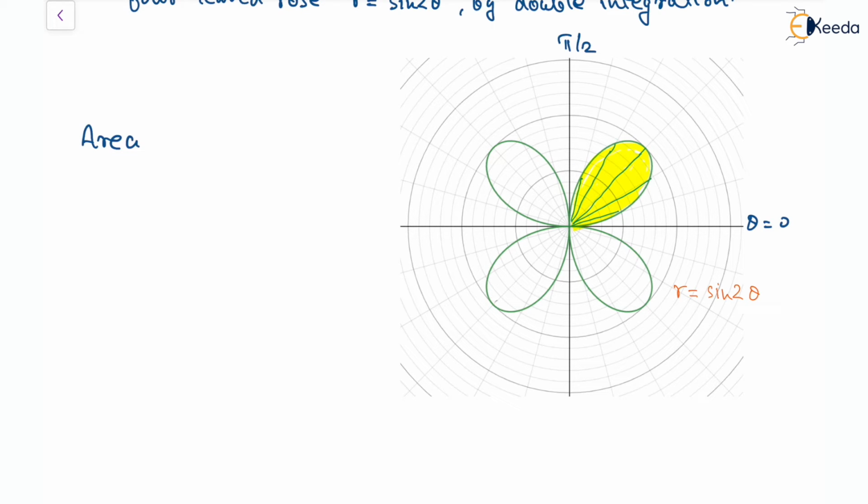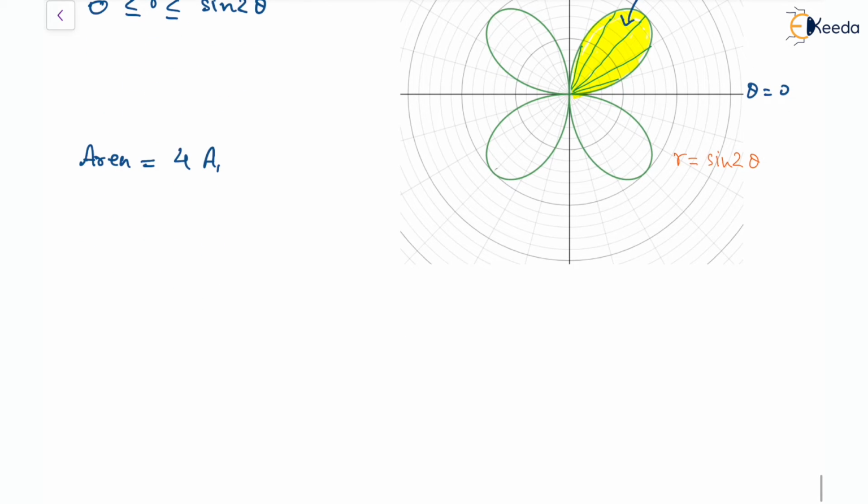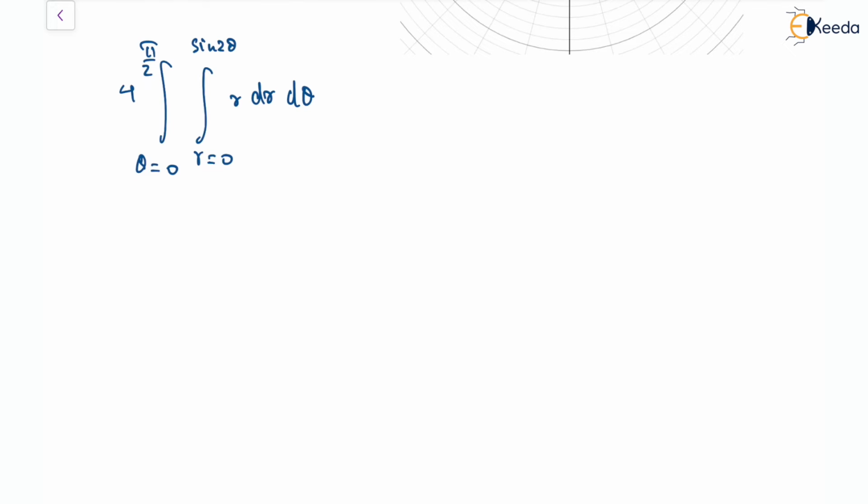for area we can do one thing, we can write theta. Let's say for one of the leaves, theta from 0 to pi by 2, and r varies from 0 to sine 2 theta. So the area will be 4 times such an area. Let's say this is giving you A1. So 4 times integral theta 0 to pi by 2 and r 0 to sine 2 theta, r dr d theta. That's it. So once we are done with the integration, we'll get the value of the overall area.